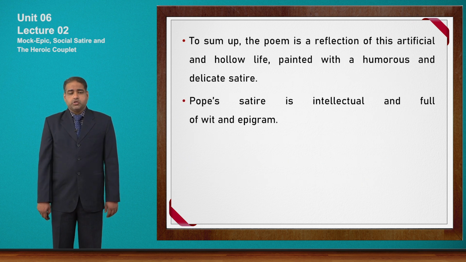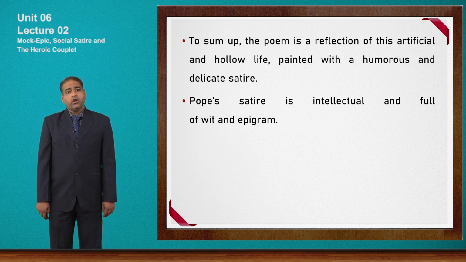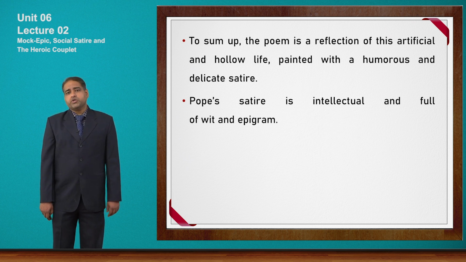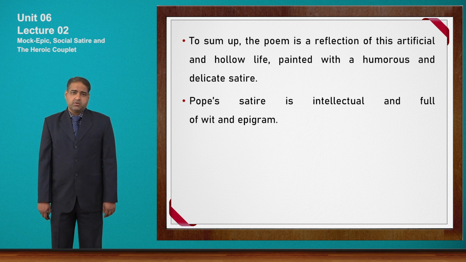To sum up, the poem is a reflection of this artificial and hollow life, painted with a humorous and delicate satire. Pope's satire is intellectual and full of wit and epigram. What is epigram? Epigram is a short, witty saying. So, Pope is witty in his satires. He has left no stone unturned, and he has discussed all the major classes of the society, which has become artificial and hollow, and thus the British society became completely corrupt, and thus it is presented in a humorous and delicate satire in this poem, Rape of the Lock.